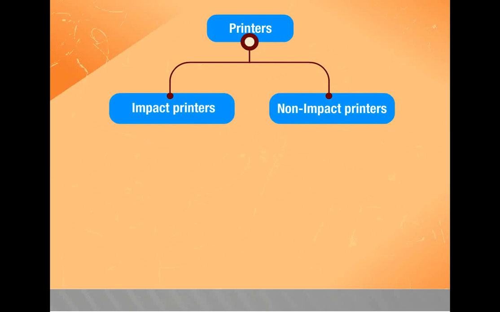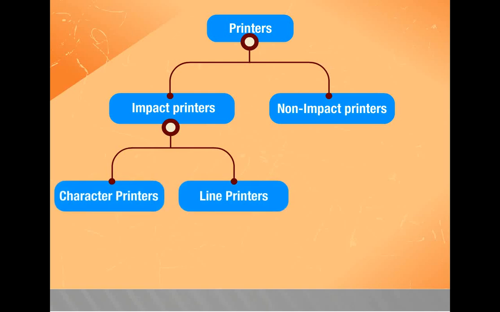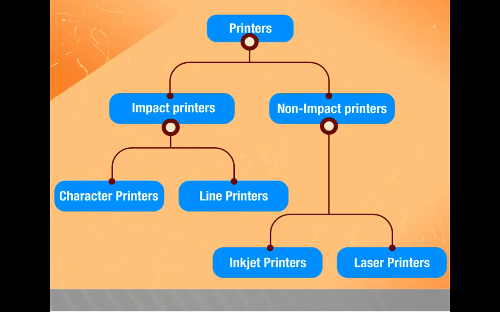Impact printers are classified into two types. They are character printers, line printers. Non-impact printers are classified into two types. They are inkjet printer, laser printer.